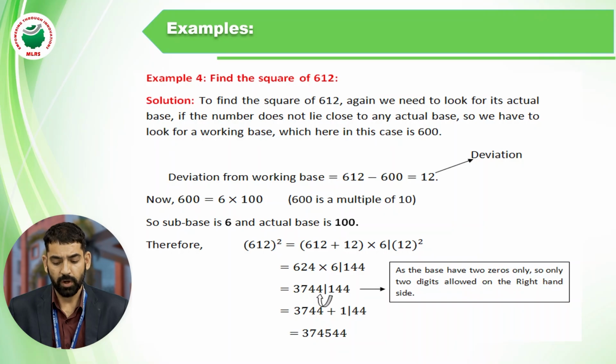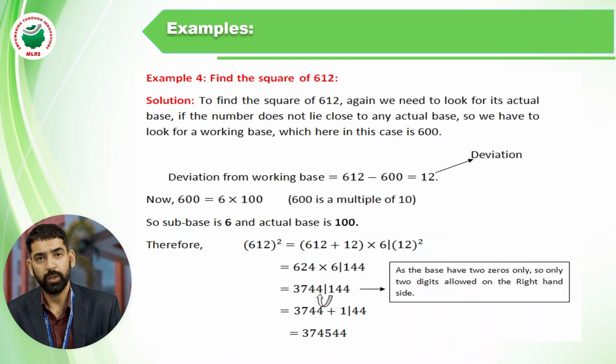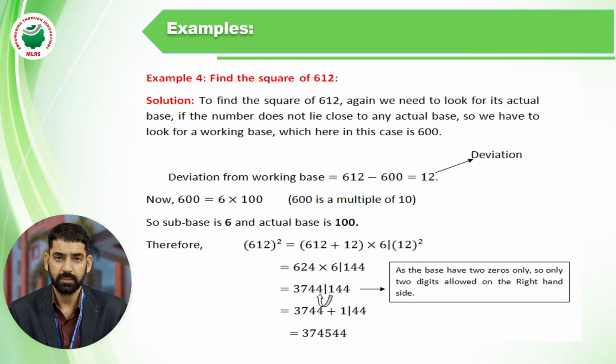Another example is to find the square of 612, which is again a 3-digit number. We will follow the same procedure. To find the square of 612, we need to look for an actual base, and if it is not lying close to any actual base, we will look for a working base, then set the sub base and find the square of the number using Vedic mathematical techniques. Here students may get confused sometimes whether 612 lies close to the base 1000 or it lies close to the base 100.